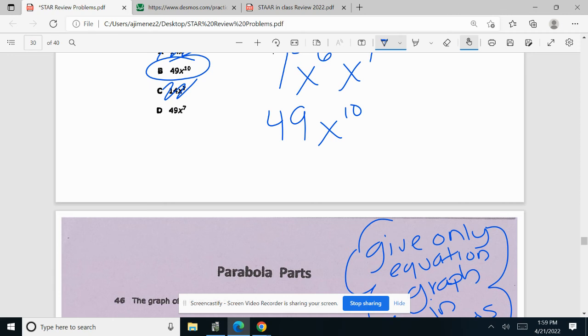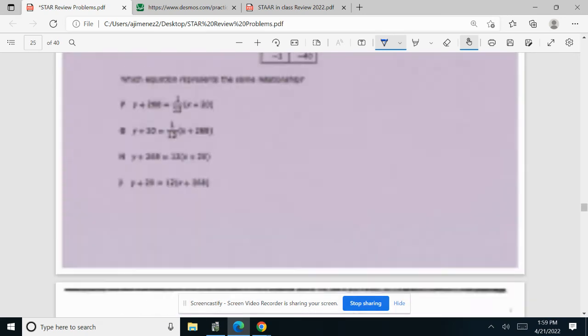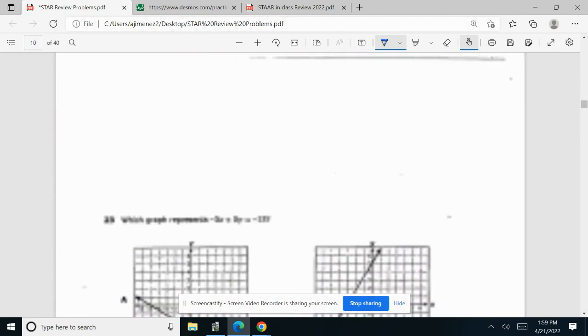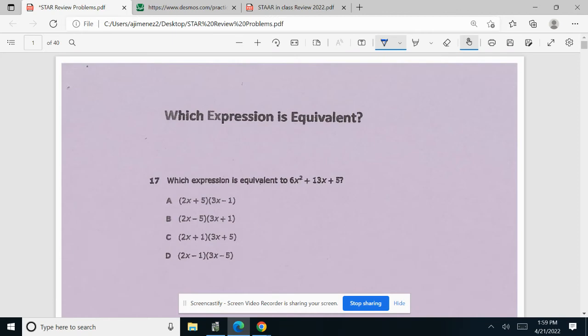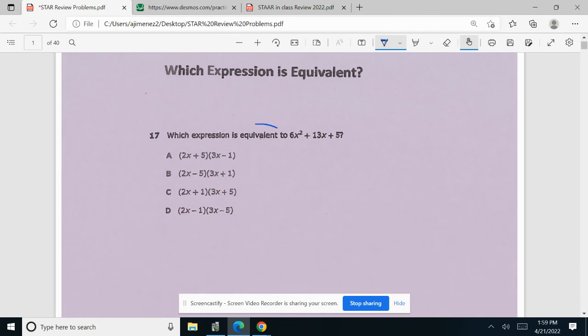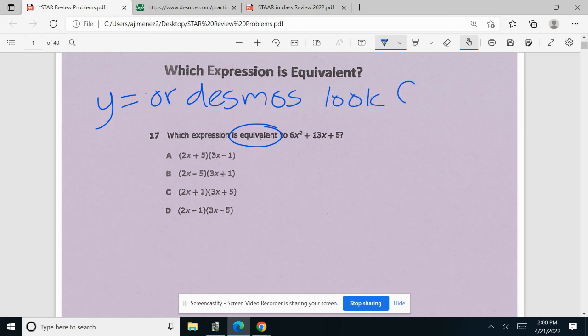Okay, we're going to look for the one that says which expression is equivalent. That means we're going all the way to the front, the very first page. Why? Because we're all dealing with the word equivalent. Now it says equivalent, but it's not just exponents, it's an actual polynomial. So when it's a polynomial and it says equivalent, you're going to type it into either Desmos or the yellow calculator and you're looking for a match.